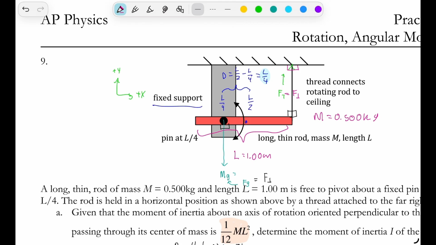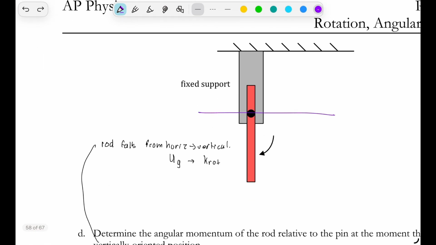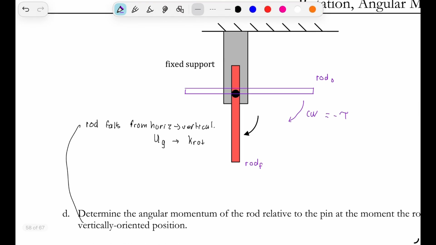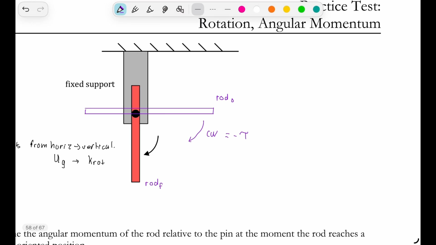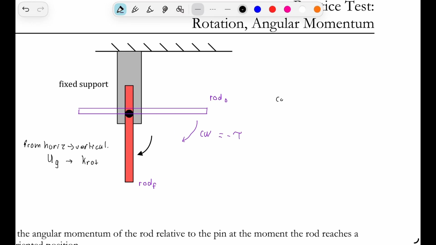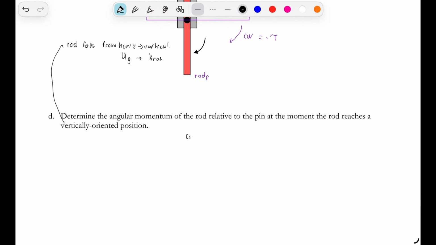That's because earlier it was like this, right? It was horizontal and then it fell down. So it went clockwise. Earlier it was like this. This is our rod. So this was the rod initial, and this is the rod final position. This means that it was rotating clockwise. Clockwise is going to be equal to a negative torque, and we can use conservation of energy to represent this at these two different stages.